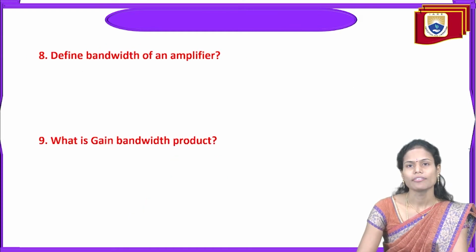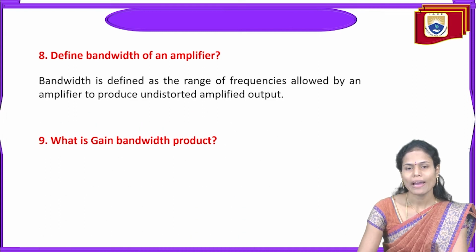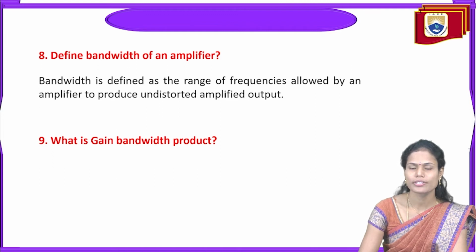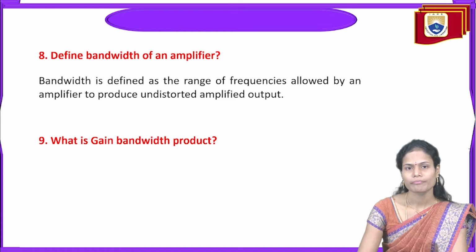And next, define bandwidth of an amplifier. Bandwidth is defined as the range of frequencies allowed by an amplifier to produce undistorted amplified output. That is nothing but the frequency range of signals at which that particular amplifier can provide faithful amplification without any noise and distortion.